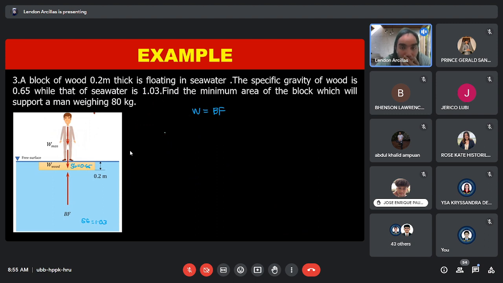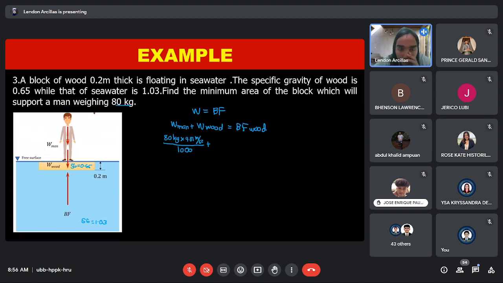Ang weight dito is dalawa na. Weight ng man plus weight ng wood equal to the BF of wood. Okay, ang weight ng man can be measured using mass times gravity, which is 80 kilogram yung mass ng man. So 80 kilogram times 9.81 meters per second squared. Right? Since this is in Newton, divide natin ng 1,000 para magiging kilonewton.